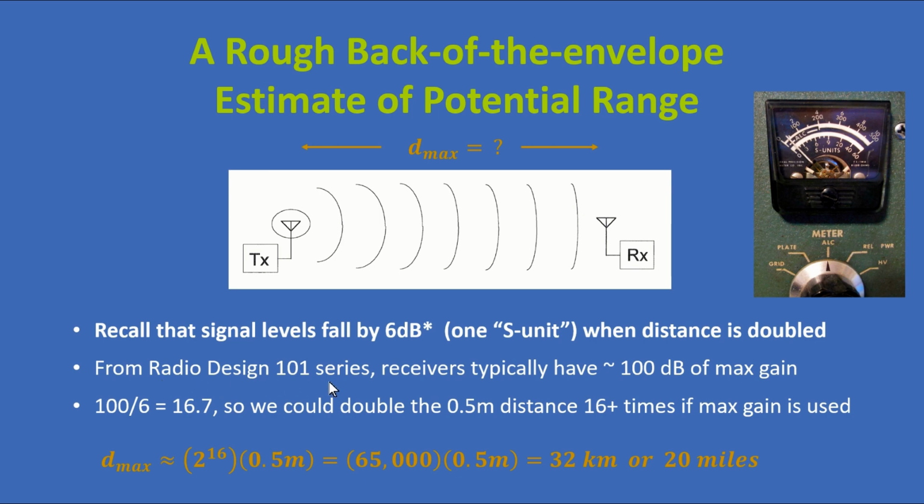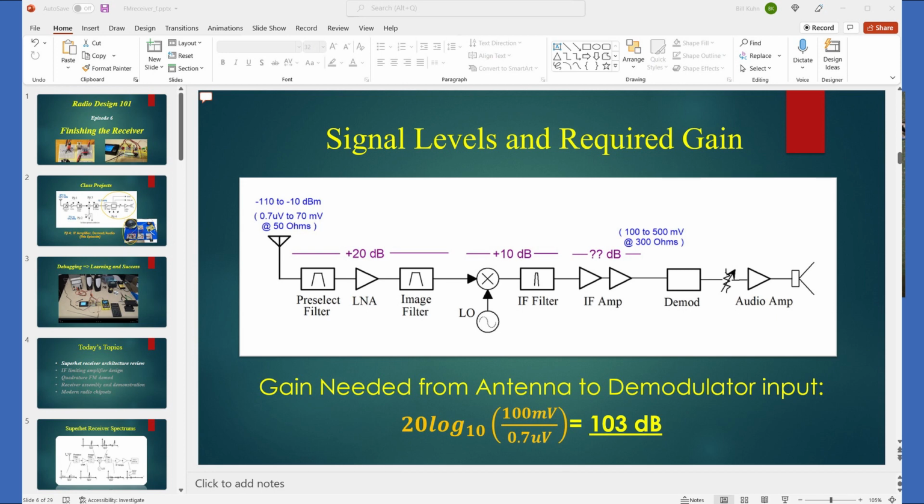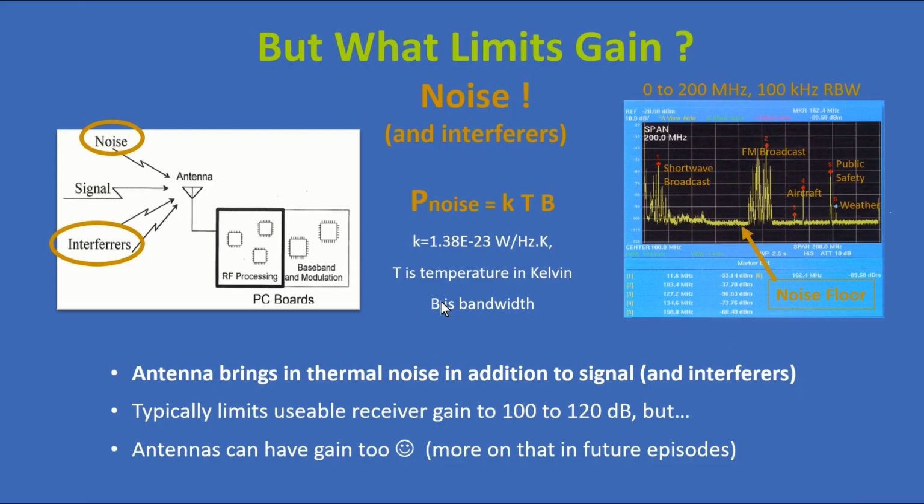In our Radio Design 101 series, where we designed and built an FM broadcast receiver, we found out that the gain that we were designing for was limited to about 100 dB. We didn't need more than that. And that was for two reasons. One is that in addition to the signal coming into your receive antenna, there's actually thermal background noise. And there's a formula for that shown here, kTB, where k is Boltzmann's constant, T is temperature in degrees Kelvin, and B is bandwidth. I'm not going to go into the details on that today, but suffice it to say that that limits us to received gains on the order of 100 to 120 dB.